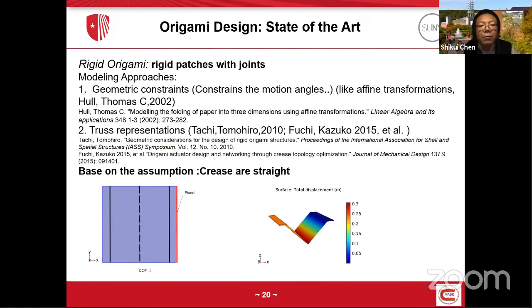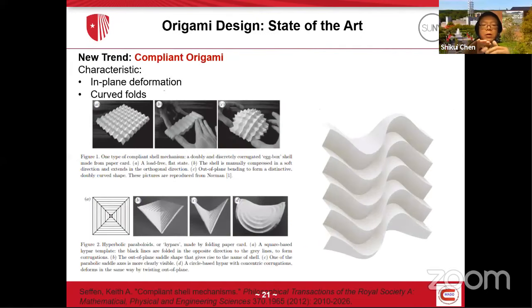Early work in this area is basically people applying geometric constraints to a truss-representation structure to achieve so-called origami. To be frank, it's more like modeling rather than design. All this work is based on the assumption that the creases are straight. But people working in this field are gradually shifting from the original origami to so-called compliant origami.